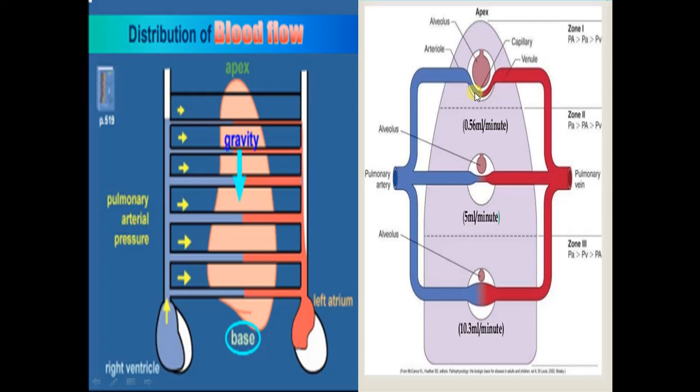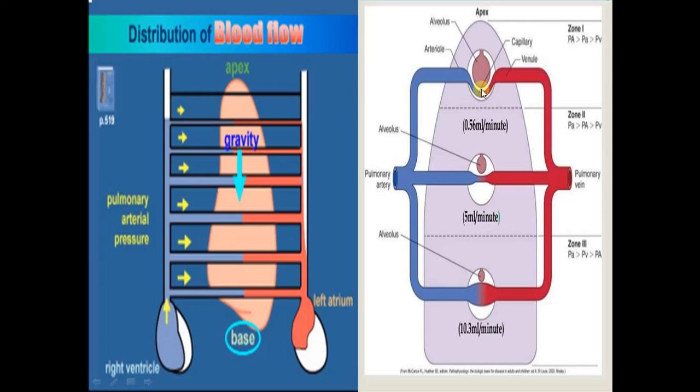So if the pulmonary capillary pressure is greater than the alveolar air pressure, the pulmonary capillaries will be distended and blood flow will occur through the pulmonary capillaries. But if the alveolar pressure is greater than the pulmonary capillary pressure, it is going to cause compression of the pulmonary capillaries. So pulmonary capillaries can collapse and there will be no blood flow.